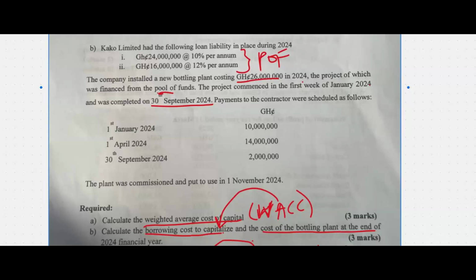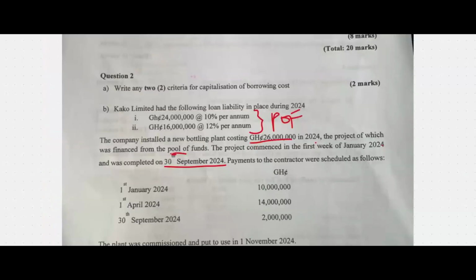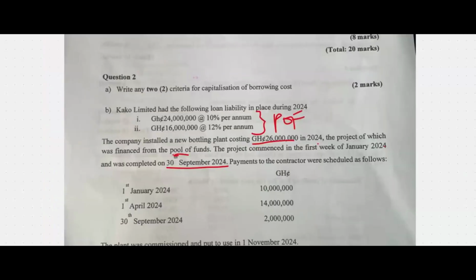Required, calculate the weighted average cost of capital. In some questions, they could just say, calculate the borrowing cost to capitalize, and they would add the 3 marks to the 3 marks and make it 6 marks straight. So you must know that if you carry the borrowing cost to capitalize and the funding is about a pool of funds, then you must find a single rate. So let's start to solve it.